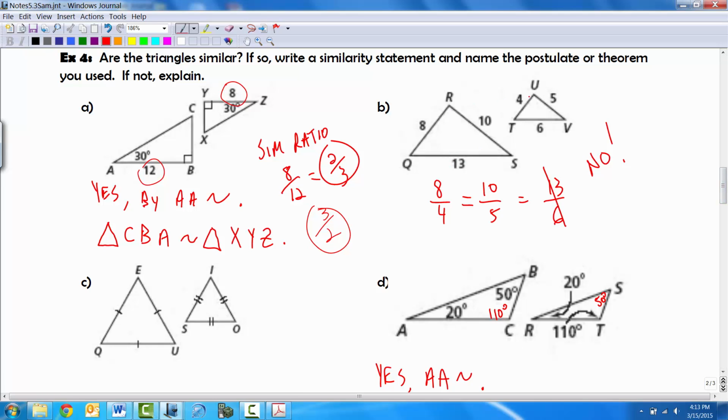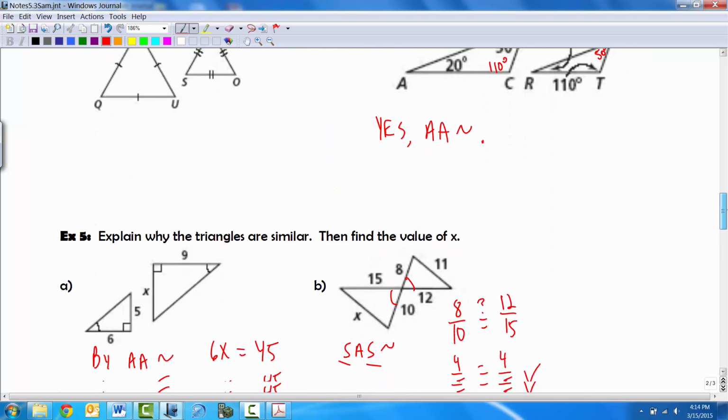Next, side-side-side. How do I know who goes with who? 4 is the smallest side in this triangle. 8 is the smallest side in the other. So 8 should go with 4. 8 over 4 is 2. 10 over 5 is 2. So I'm excited. But then 13 over 6 is not equal to 2. So these two triangles are definitely not similar. Okay, AA.